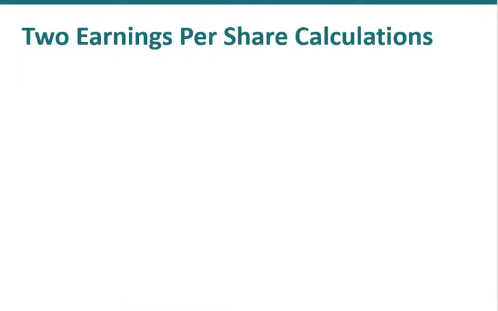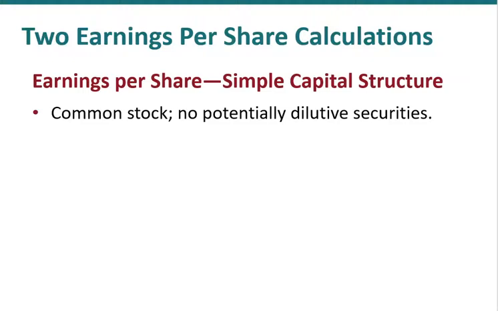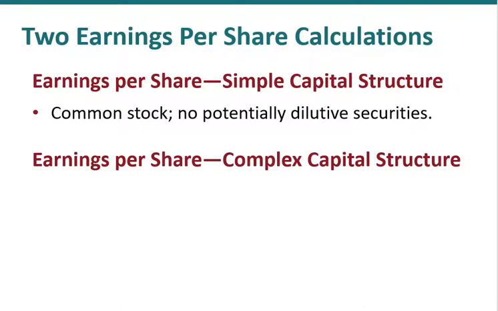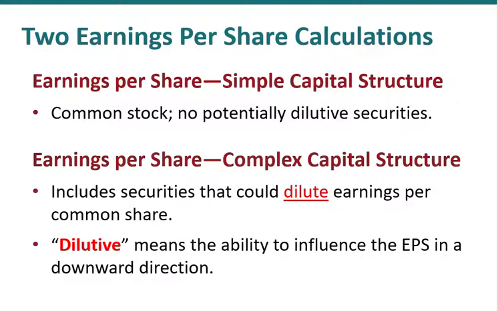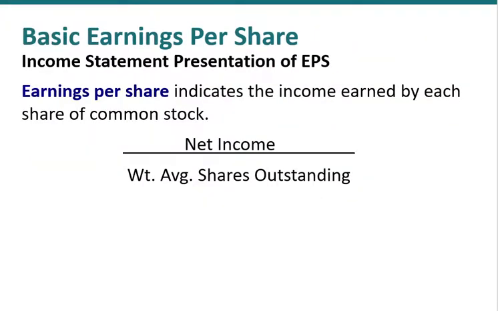We're going to take a look at two earnings per share calculations. First, earnings per share for a simple capital structure, that is, one that only has common stock and no potentially dilutive securities, and then earnings per share for complex capital structures. And a complex capital structure is one that includes securities that could dilute earnings per share for common shareholders. And dilutive means the ability to influence our earnings per share calculation in a downward direction, which means that we need to reduce the numerator, net income, or increase the denominator, weighted average shares outstanding.